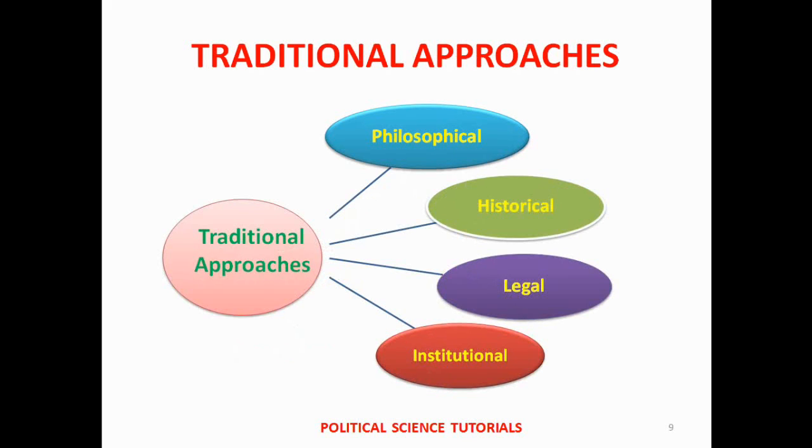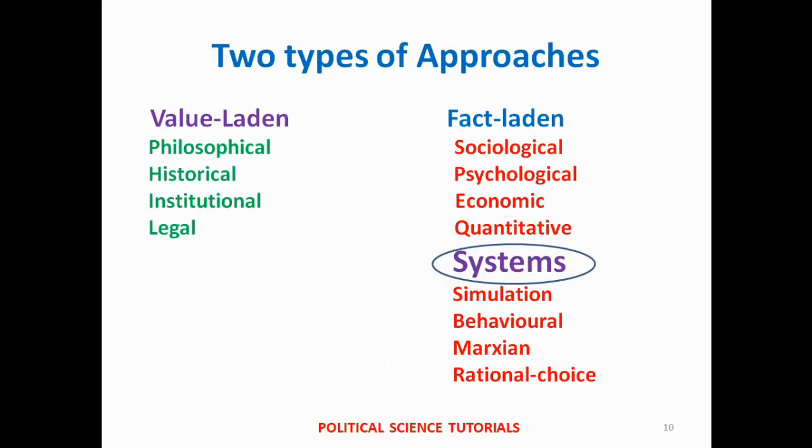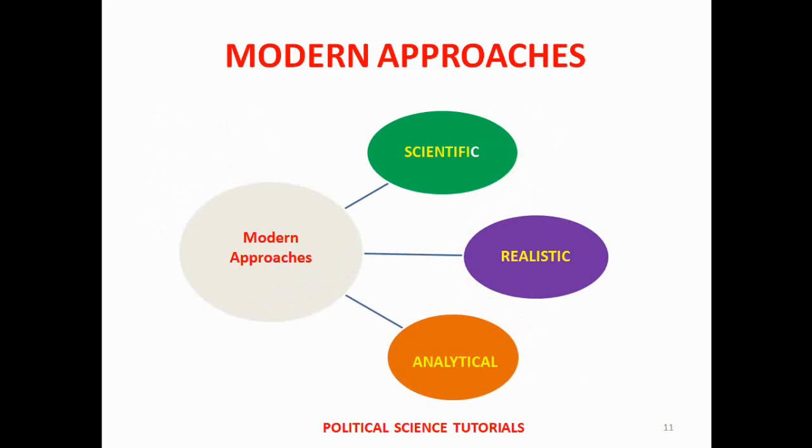Mainly, value-laden or traditional approaches are philosophical, historical, legal and institutional. Fact-laden approaches are sociological, psychological, economic, quantitative, systems, simulation, behavioral, Marxian, rational choice, etc. Among these, our focus is on the systems approach. These modern approaches are scientific, realistic and analytical, including the systems approach.